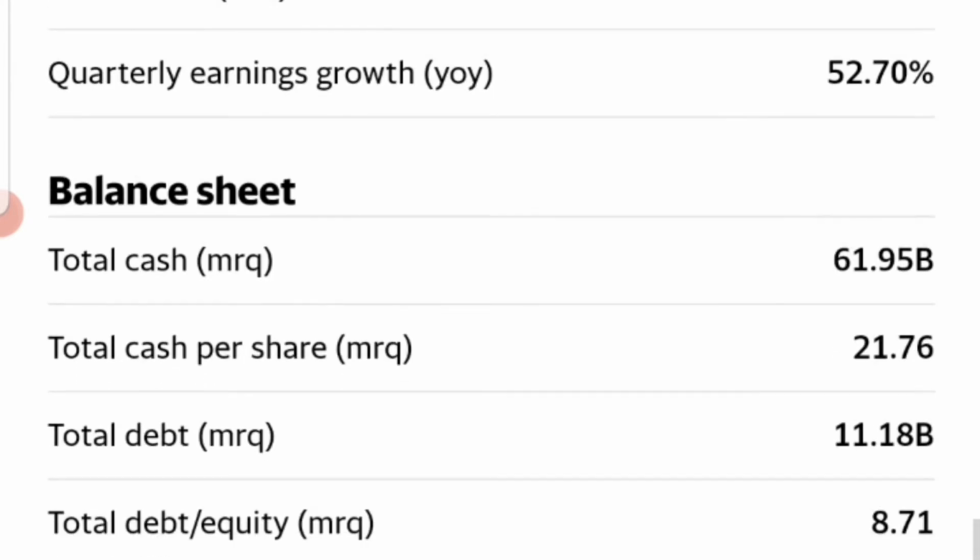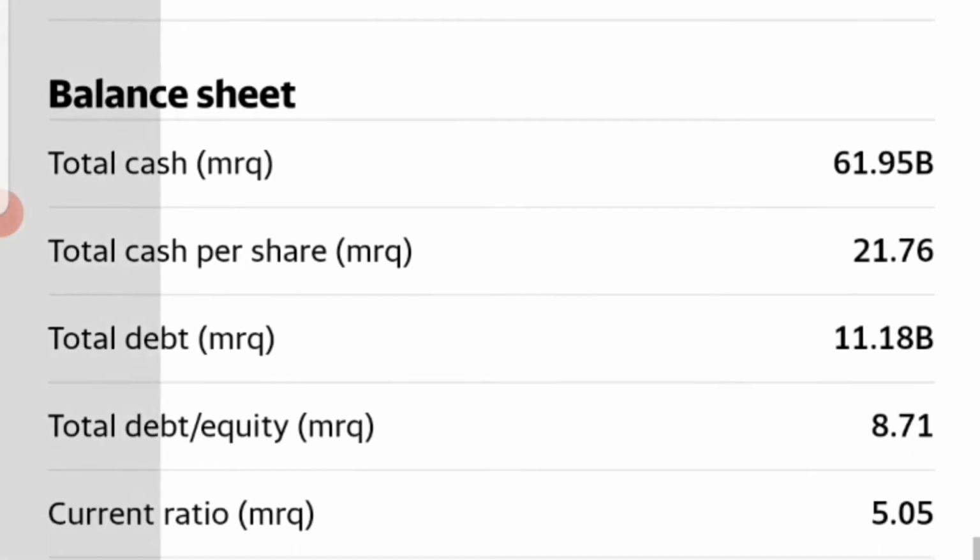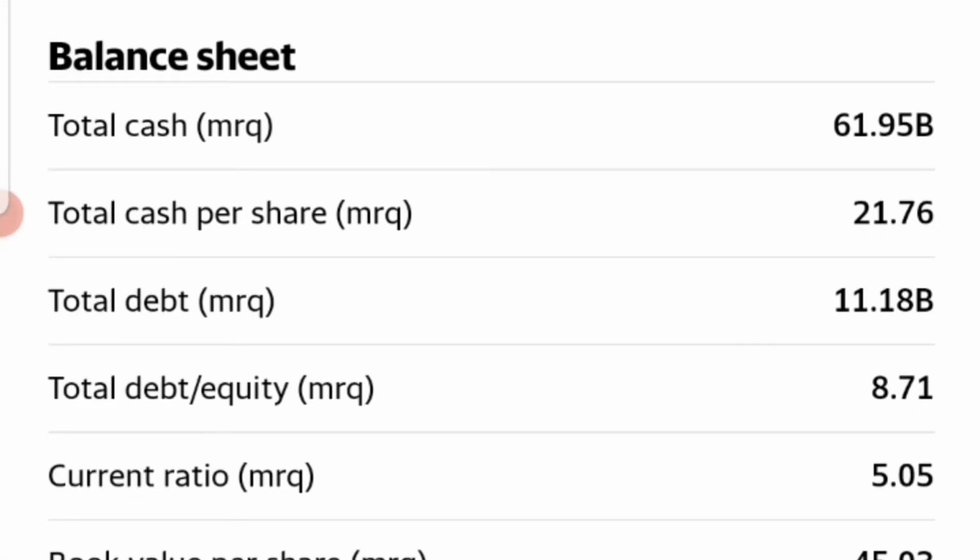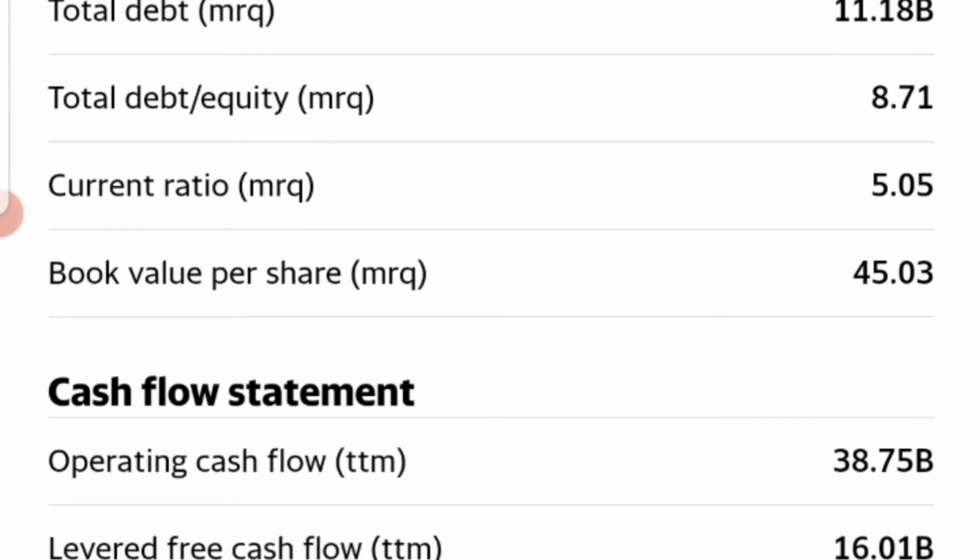I do double check these in case they are outdated, because sometimes with the smaller companies they don't update them as much as with the bigger companies. And the book value per share, along with the cash per share.